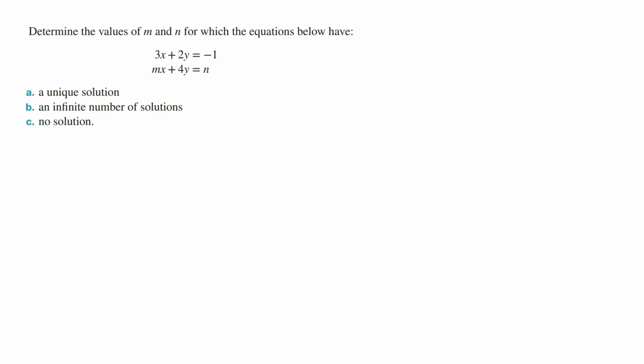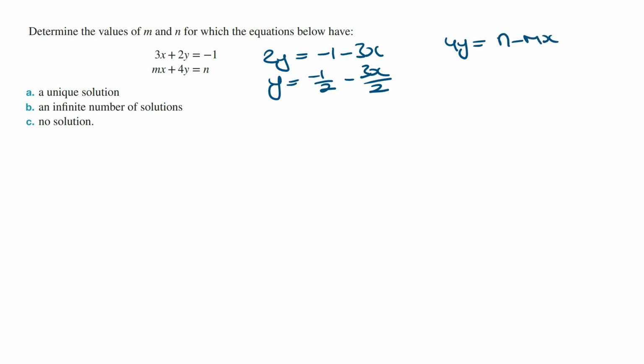And so doing this, for the first equation we're going to get 2y is equal to minus 1 minus 3x, and now dividing both sides by 2, we're going to get y is equal to minus 1 on 2 minus 3x on 2. For the second equation, we're going to get 4y is equal to n minus m times x. And now dividing both sides by 4, we're going to get y is equal to n over 4 minus mx over 4.